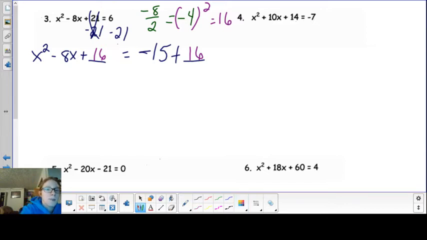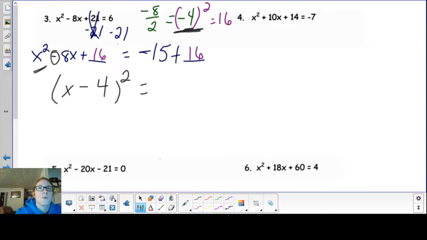Next, I'm going to factor. And remember what we said about this guy being part of my answer? The square root of x squared is x. The square root of my 16 is 4, but if you notice I have a minus here, so that minus sign is going to come with. It's going to be x plus or minus whatever I see there. If it's positive, then it's plus. If it's negative, then it's minus. Negative 15 plus 16 gives me 1.